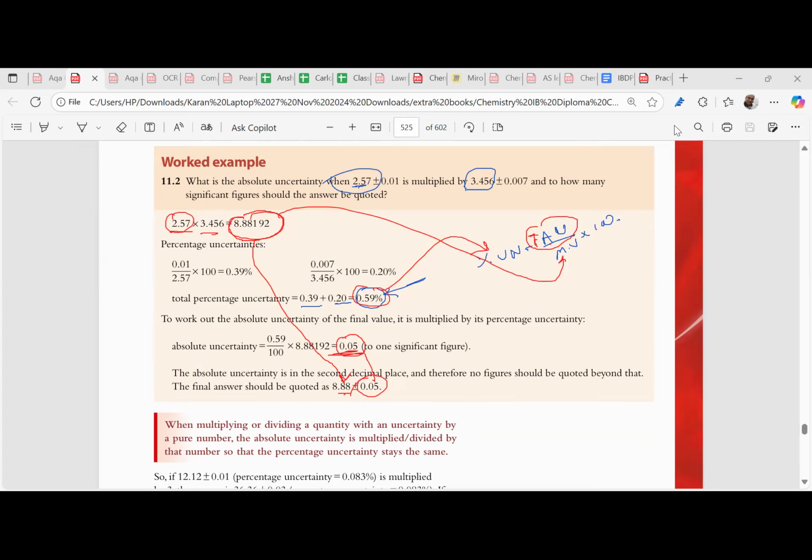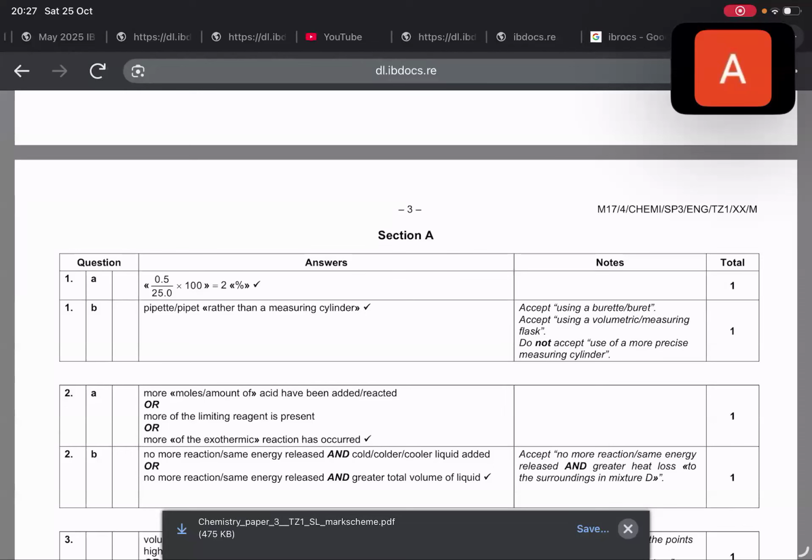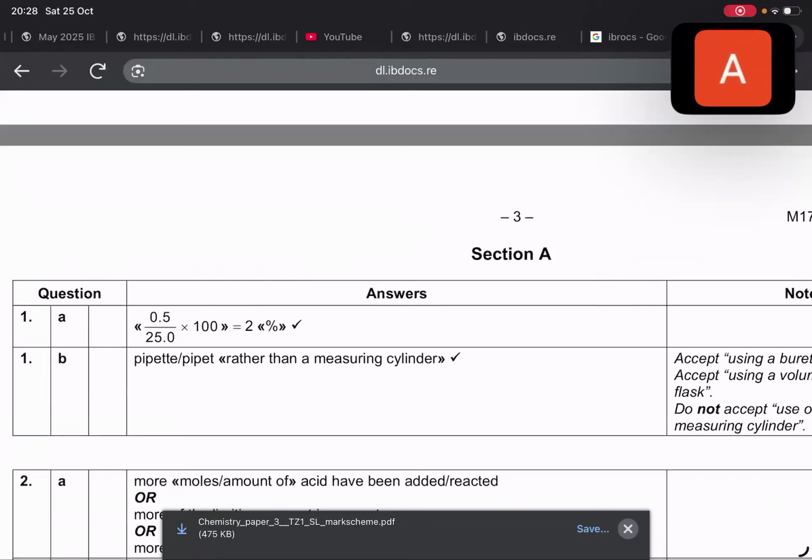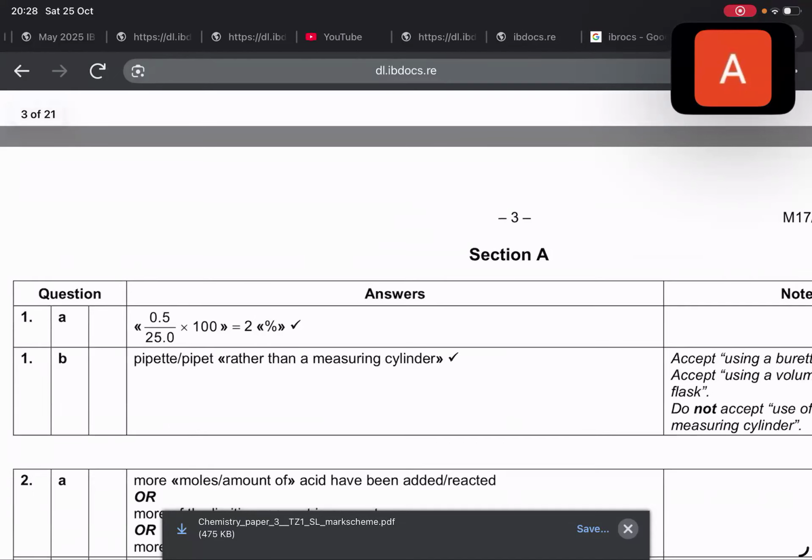Now this is the way we have to do it. How can you improve the precision? Okay, so how can you improve the precision over here? We can use a pipette, mainly a volumetric pipette will be better, right? Because it contains graduation, rather than the measuring cylinder.